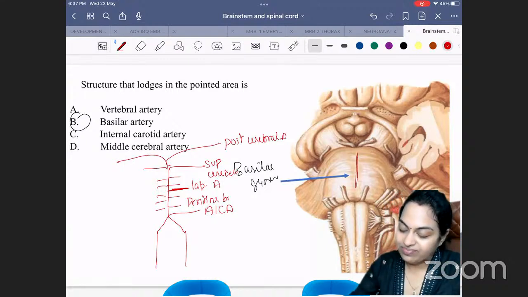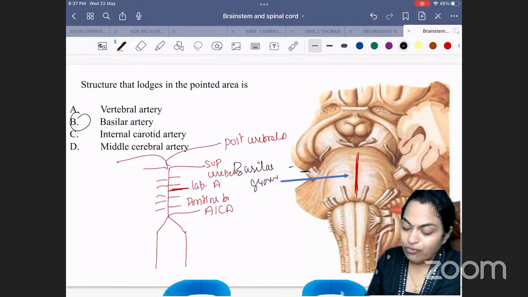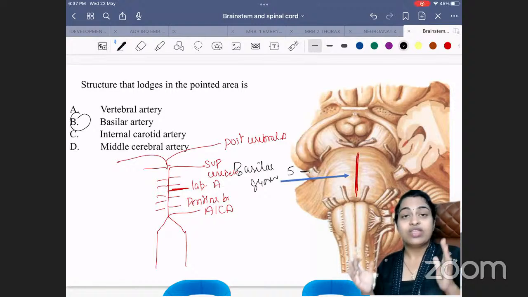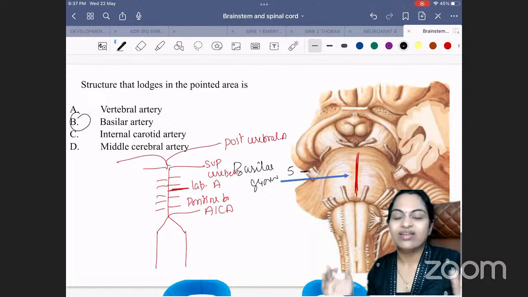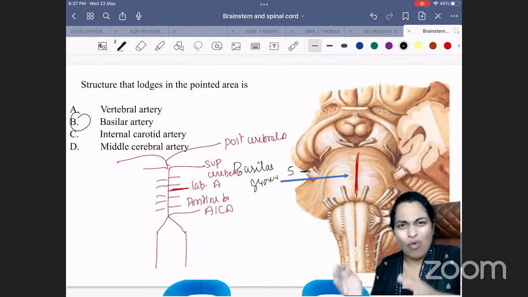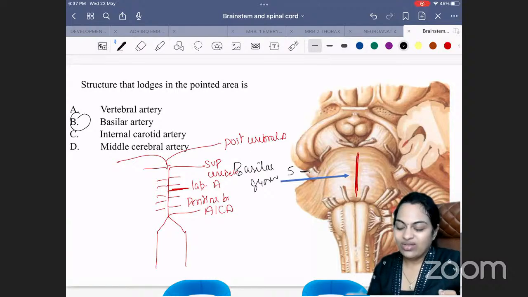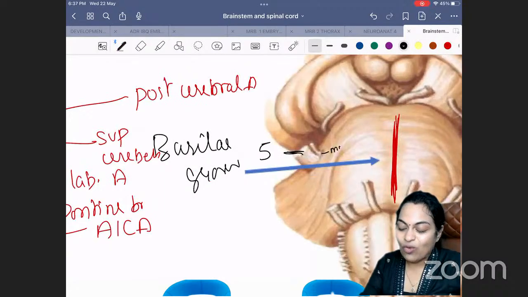Now, what is this nerve? This is the emergence of the fifth nerve, the trigeminal nerve, the thickest, the stoutest, the widest of all the cranial nerves. It has a motor root and a sensory root. Which one is small, which one is large? This is the motor root. This is the sensory root.